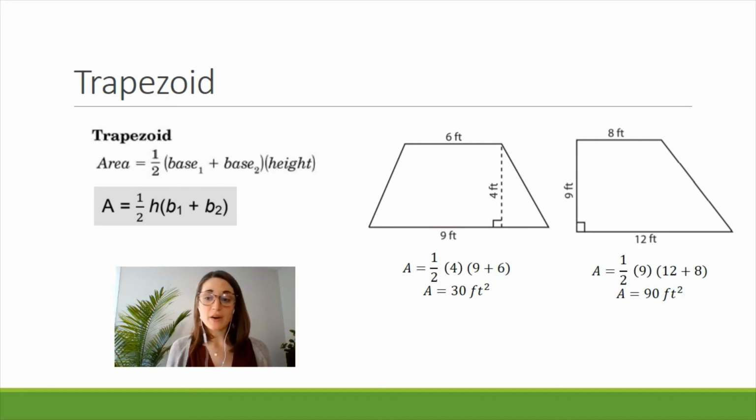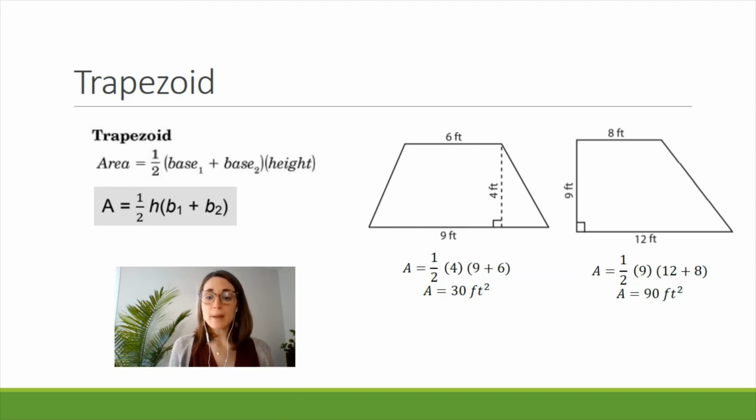So to get the area, we now need to do half times the height, 4, times the sum of our 2 bases, 6 and 9. According to the order of operations, we always do parentheses first. So we know that 9 plus 6 is 15. So now we multiply from left to right, half times 4 times 15, which is 30. So the area of our trapezoid is 30 feet squared.